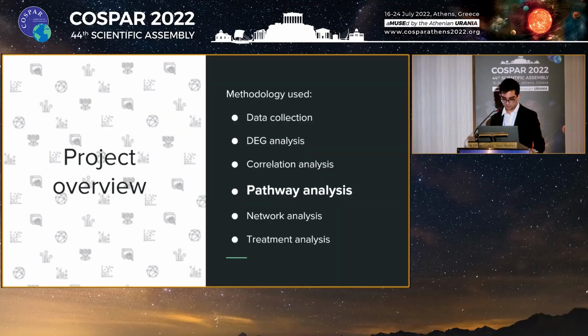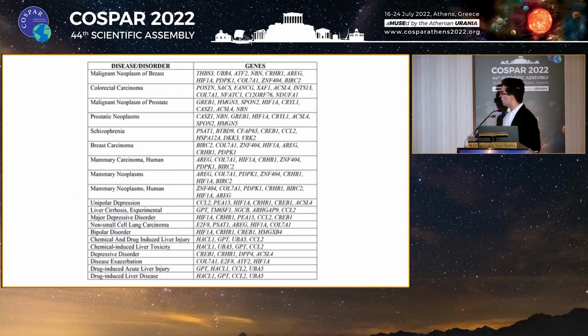Now, if you move on, the next step was to use these 32 genes for a pathway analysis, and we came up with this table. Here you can see that a lot of the most involved genes here are cancers or carcinomas, which fits in with recent reports that astronauts suffer more cancer-related illnesses than normal people. But there's still a wide variety of illnesses here, including psychological illnesses like schizophrenia, tendency towards bipolar disorder, and unipolar depression.